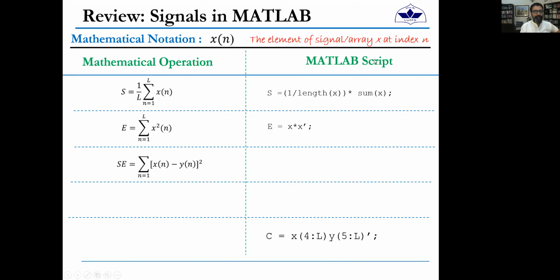Let's do this. How would you write this in MATLAB? I will not pick on you, Qasim. Let me pick somebody else. Vaji. Right, Vaji, are you there? Isra? Yes, sir. Right. So what do you think the answer should be?